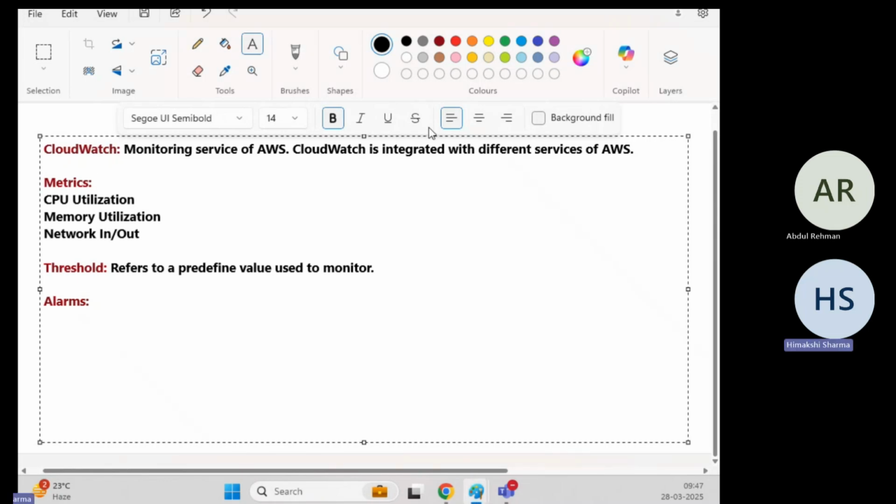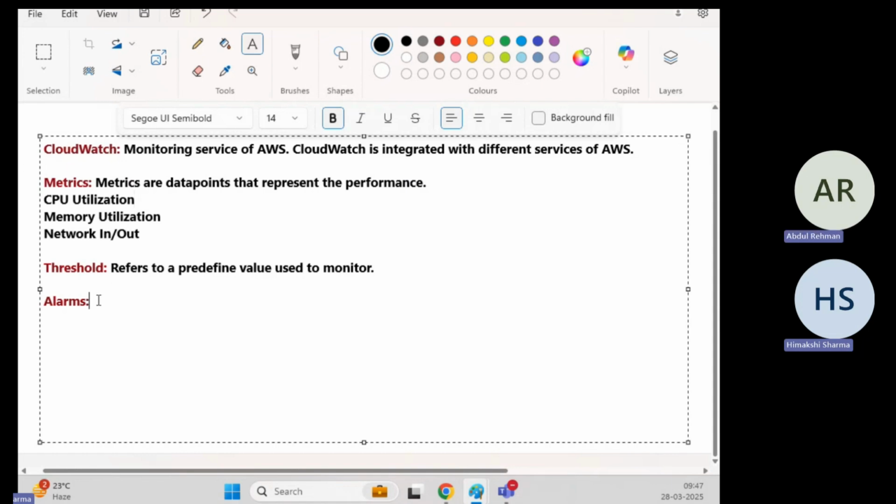I can also write down something for metrics. So metrics are data points that represent the performance. It is telling you like your CPU utilization is 70% or memory utilization is this much. For example, how much traffic is going out. These are your metrics only.